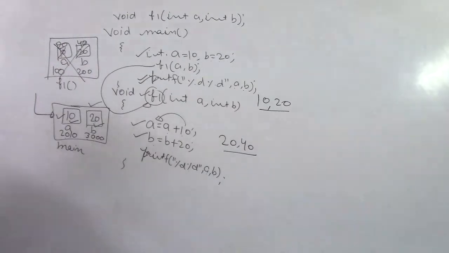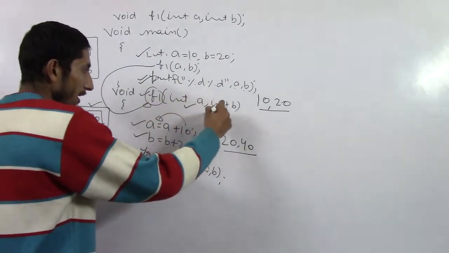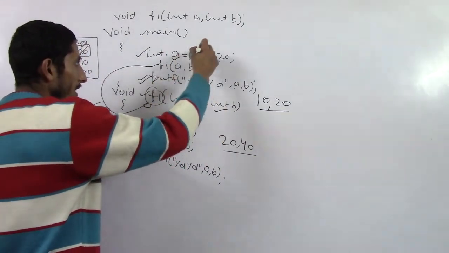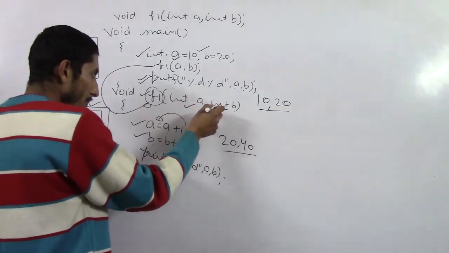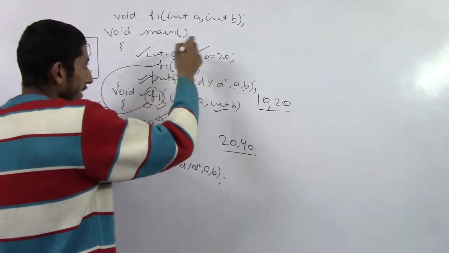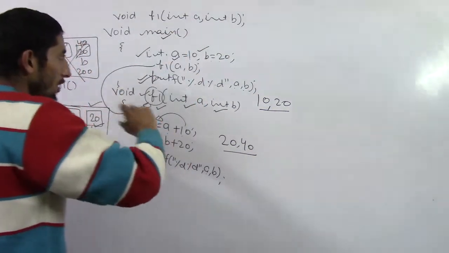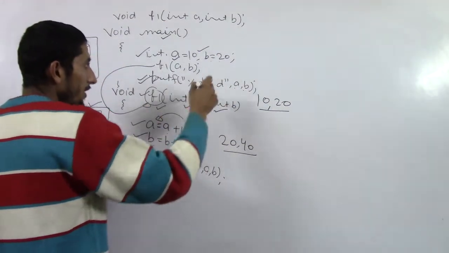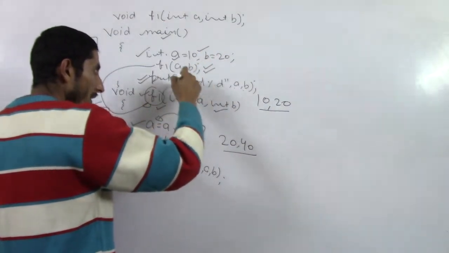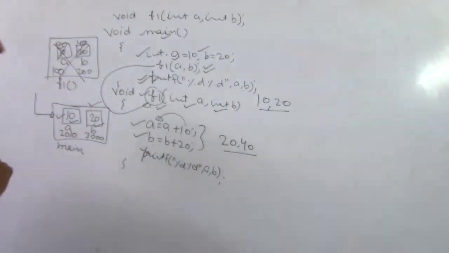The target of this program is, whenever you take the same name, here also we are taking A and B, here also we are taking A and B, the compiler will not get confused. Why not confused? Because this A and B belong to F1, this A and B belong to main. So if you change this one, it will not affect the value of A and B inside main. Are you following this?